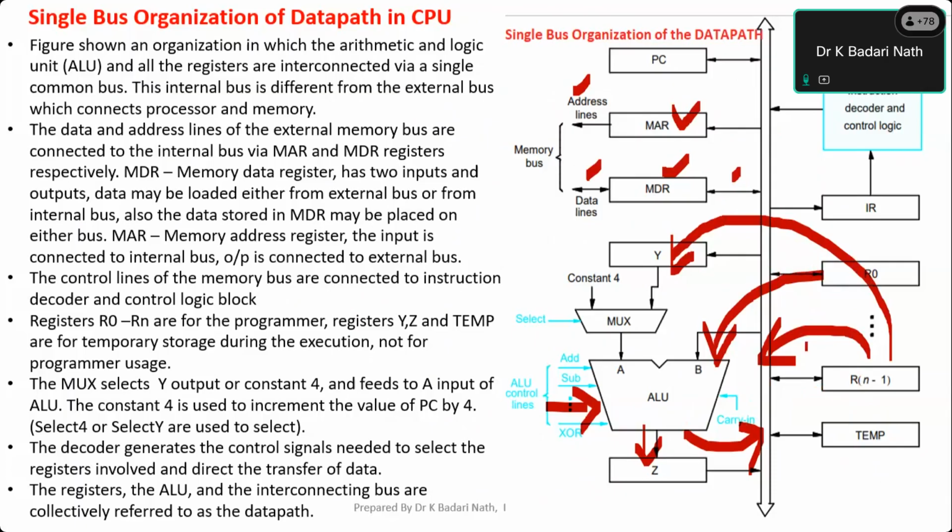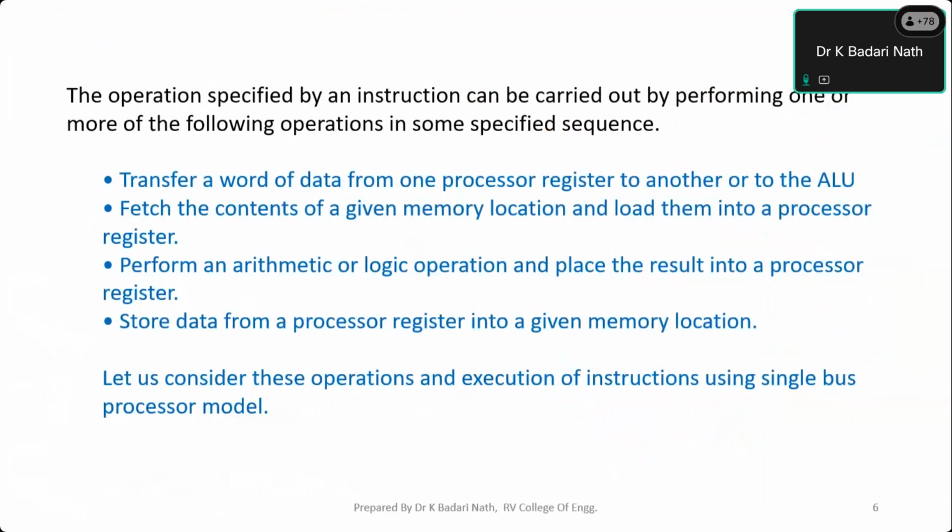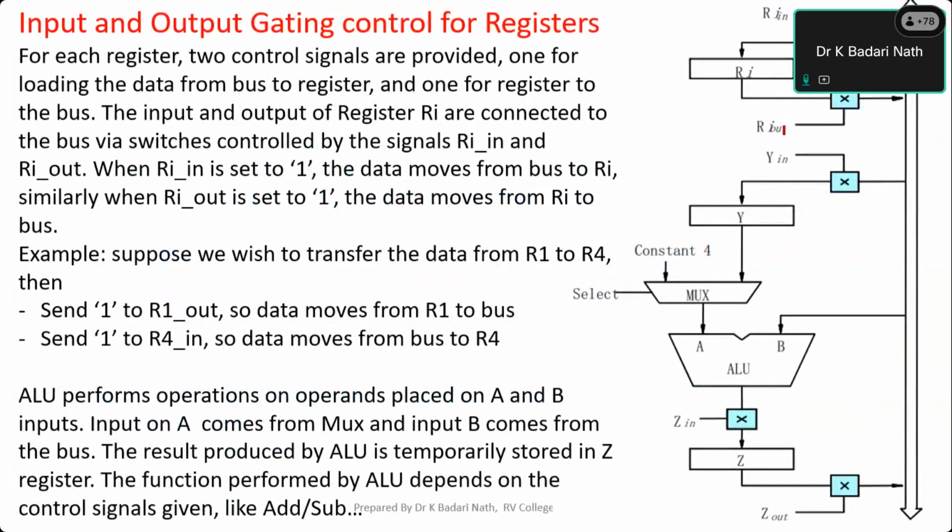For that, some logic is developed. You can look at the controls provided here. Every register, let's say R1, that we have taken, is not connected to the bus directly. They are connected through what is called a control. This control is called a buffer, a tri-state buffer.